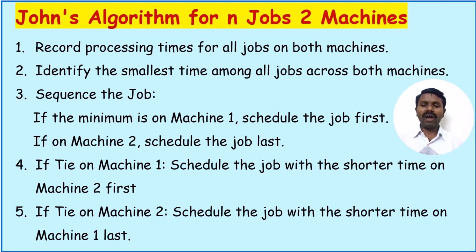If that minimum value belongs to machine 1, then schedule the job first. If the minimum value belongs to machine 2, then schedule the job last. If there is a tie on machine 1, schedule the job with the shorter time on machine 2 first. If there is a tie on machine 2, schedule the job with the shorter time on machine 1 last. Let us see some examples such that we can understand this algorithm very easily.